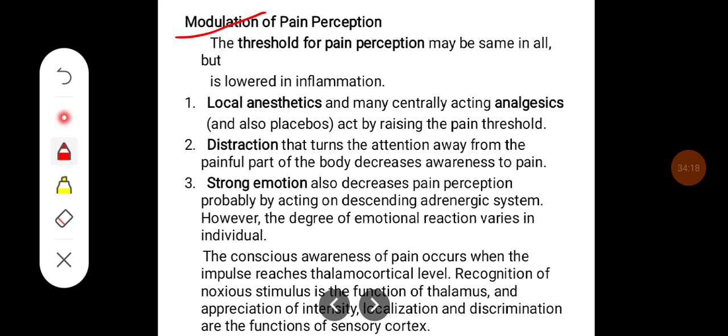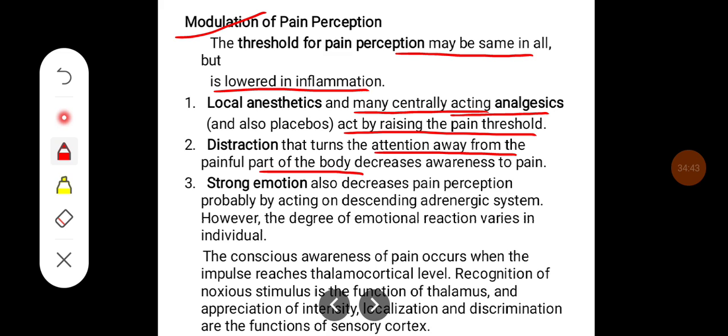Then modulation of the pain perception. The threshold for pain perception may be the same in all, but it is lowered in inflammation. Local anesthetics and many centrally acting analgesics, and also placebos, act by raising the pain threshold. Distraction that turns the attention away from the painful part of the body decreases the awareness of the pain. And strong emotion also decreases the pain sensation, probably by acting on the descending adrenergic system. However, the degree of emotional reaction varies in individuals.